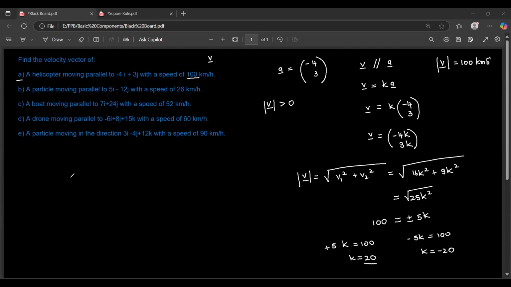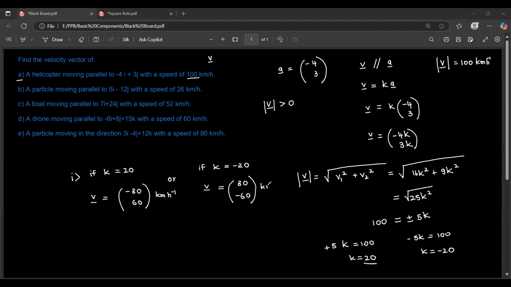What are those? Well, the first one is if k is equal to 20, then velocity vector v will be equal to minus 80 and 60. Or if k is equal to minus 20, then the velocity vector will be equal to 80, minus 60. Both of them work. This is given in kilometers per hour, and we have to keep that in mind. Now let's do the next question.